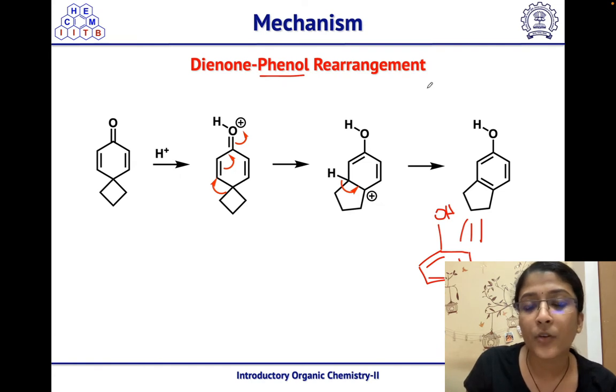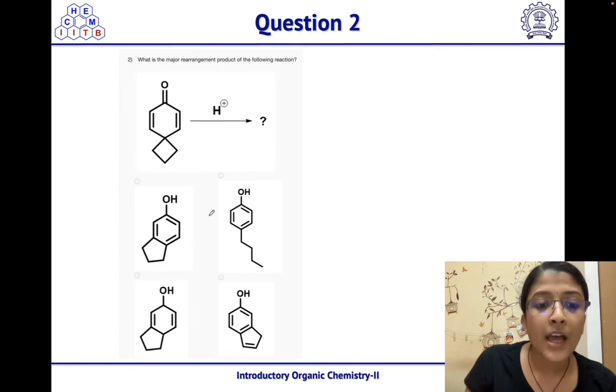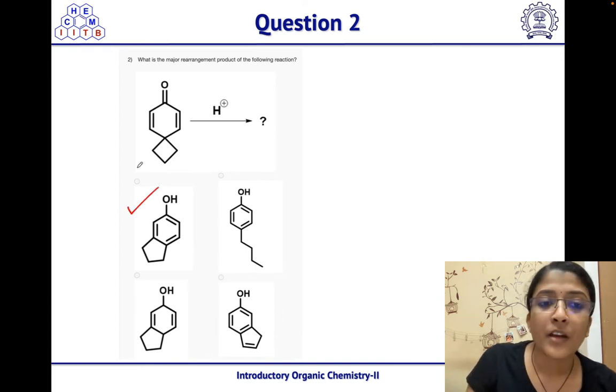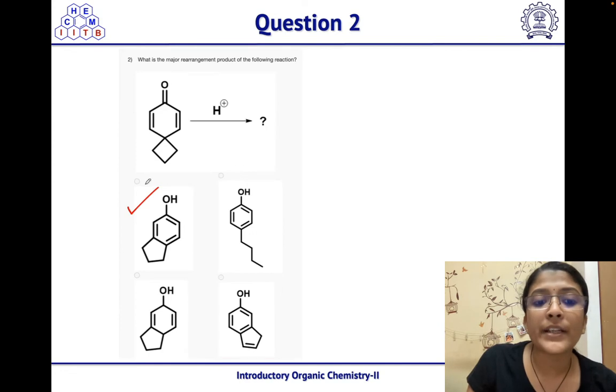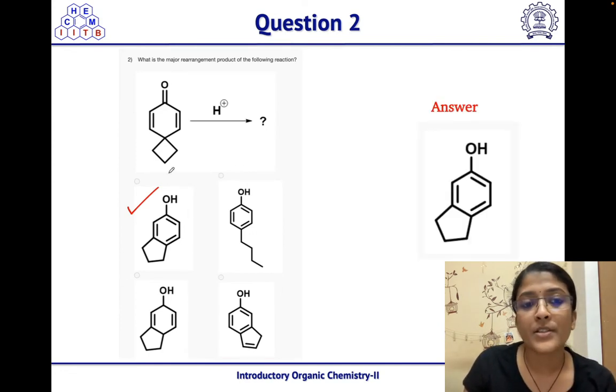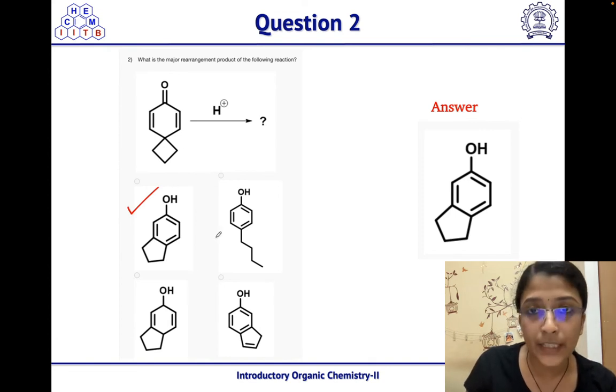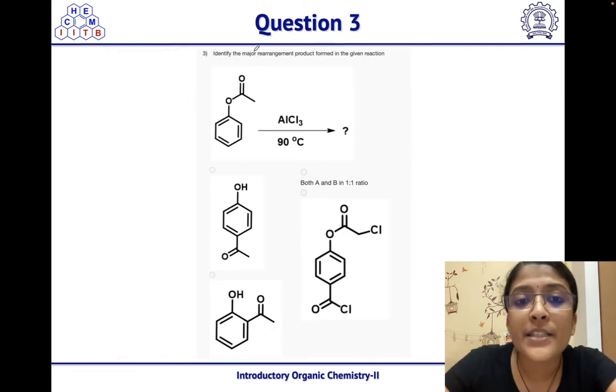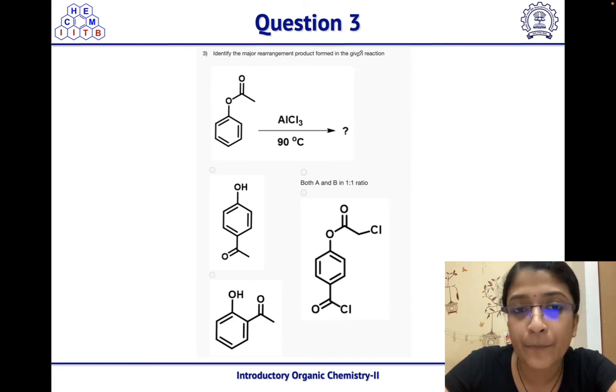No, anyone? Okay. So we will see the options, and the right option, as we have got from the mechanism, is option A. The dienone will be converted into a phenol. So the right option is option A. Now we will move to question number 3. Identify the major rearrangement product formed in the given reaction.